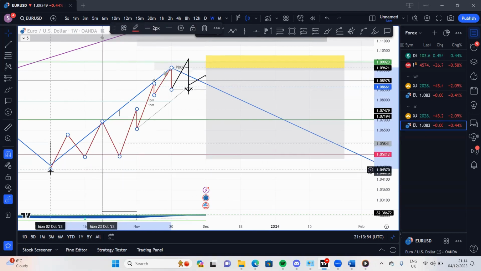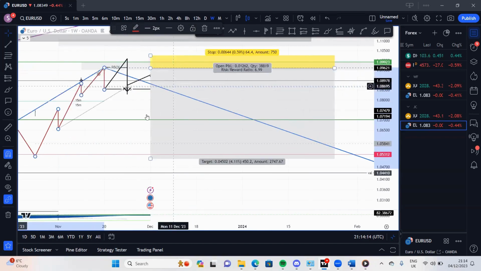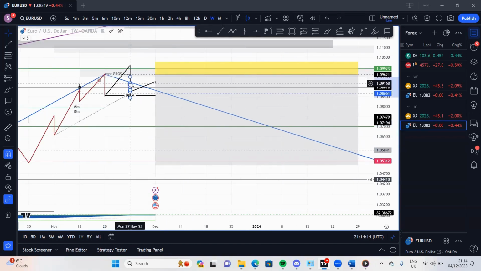We can see we've got high, high, high, low. This is on that leg on the weekly. High, high, high, low, repeating. And that's where we are at the moment. So on a 4 hour, that's where we are.